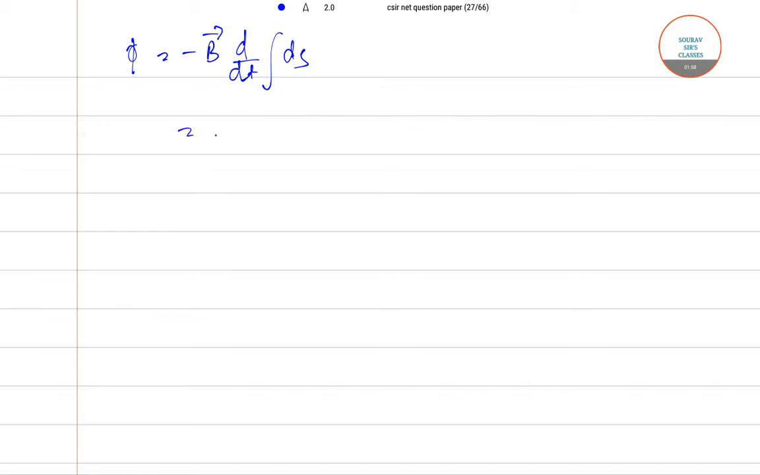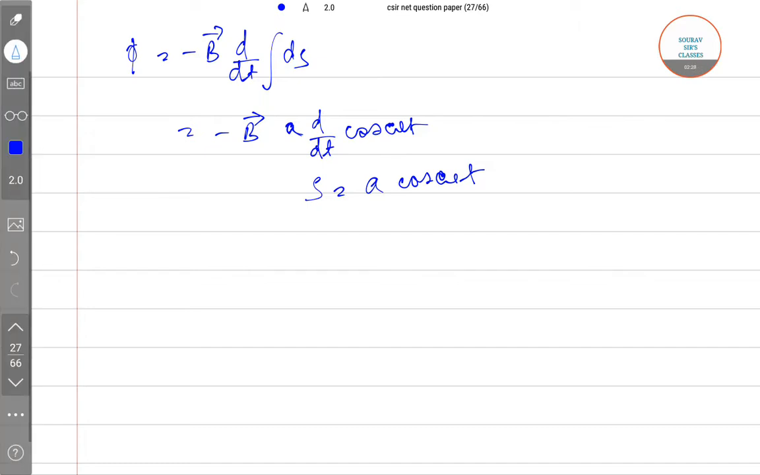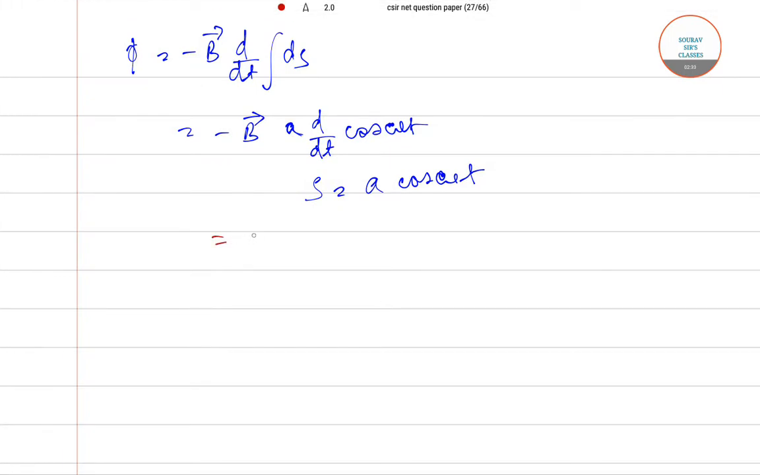Here this B into d/dt of the area means A into d/dt of cos omega t, where the flux area is A cos omega t. So here we can write minus B A into d/dt of cos omega t.